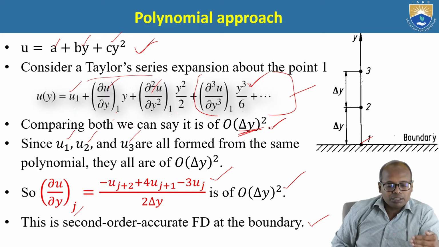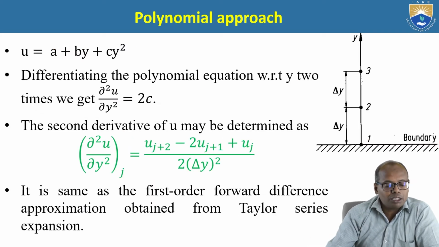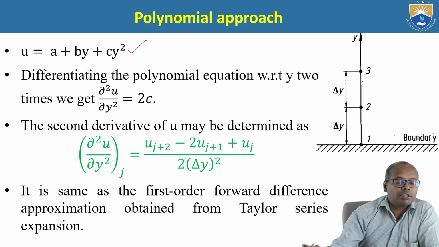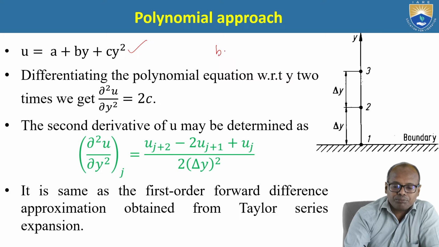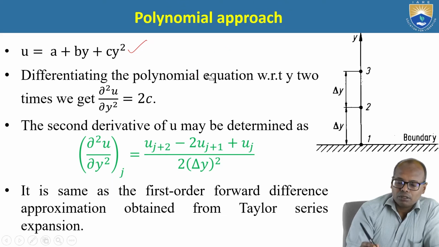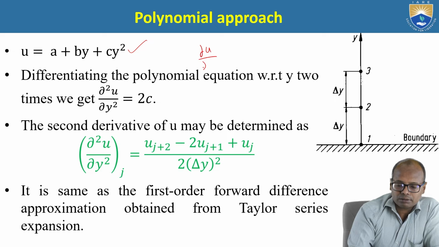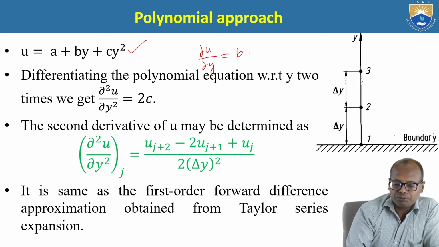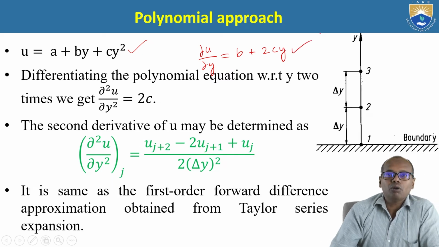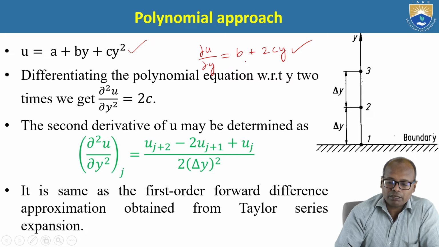Now we will see what is the value of dou square u by dou y square. In order to get that, I have to differentiate this 2 times. If I differentiate this once, I got dou u by dou y is equal to b plus 2cy. This is the equation that we got. Now if I differentiate this further, this will become 0 and this one will become 2c.